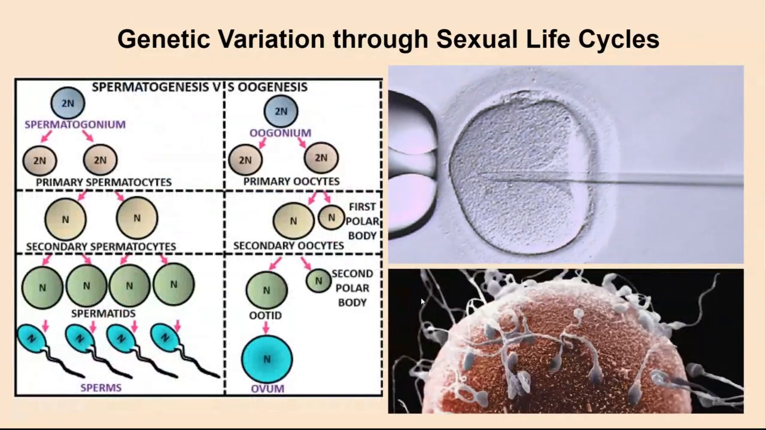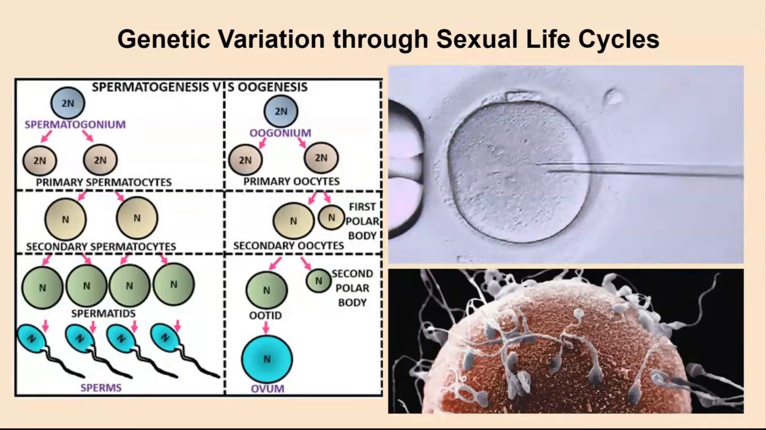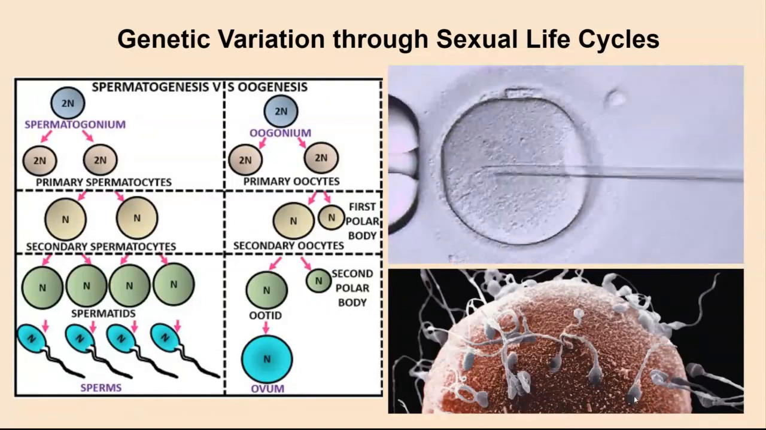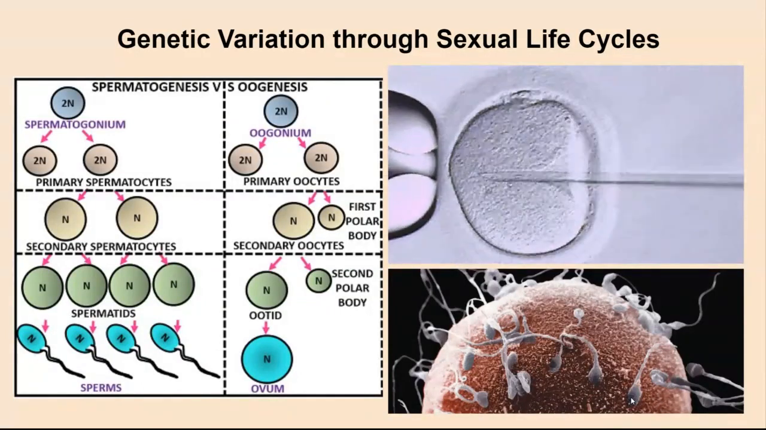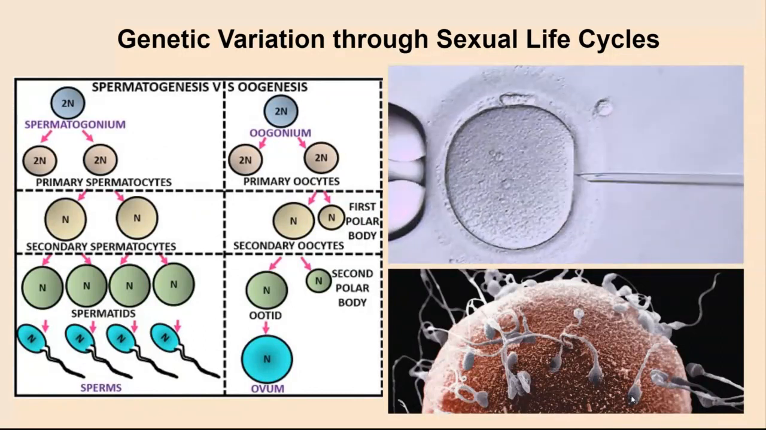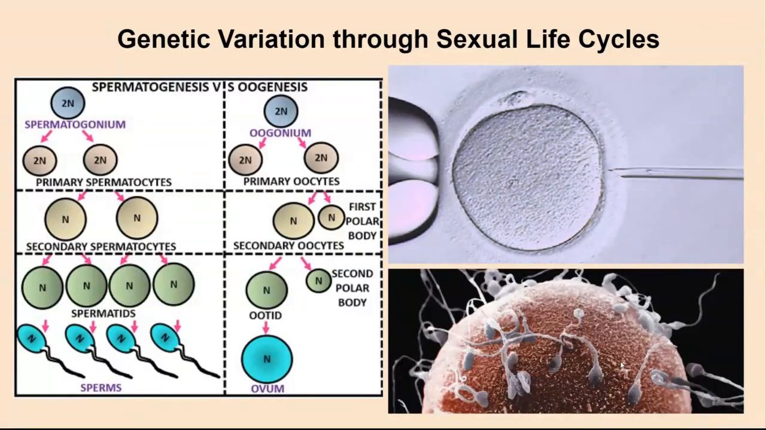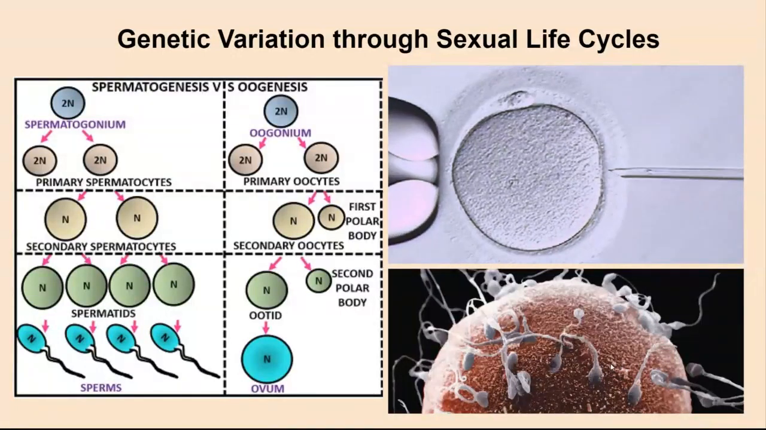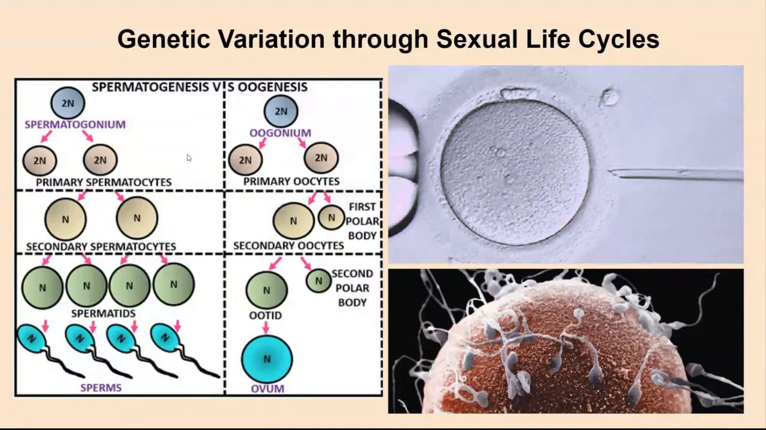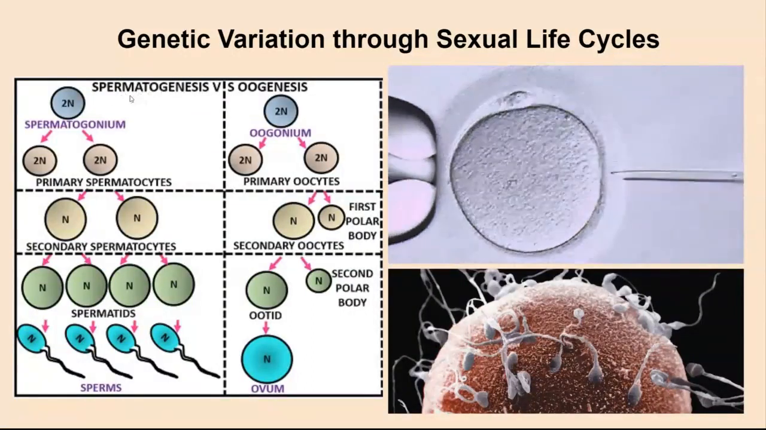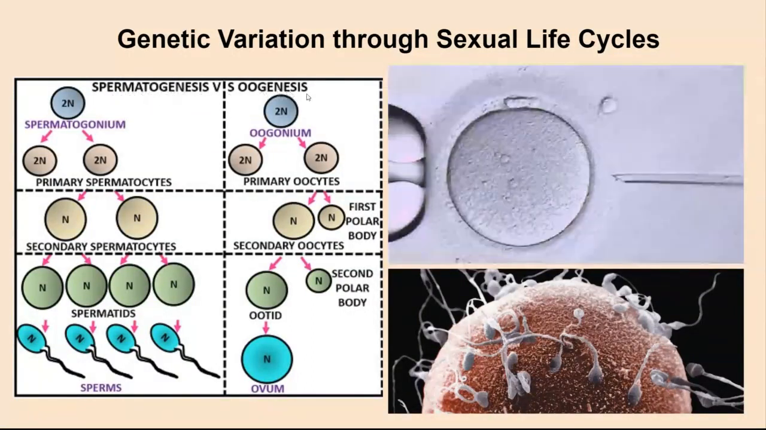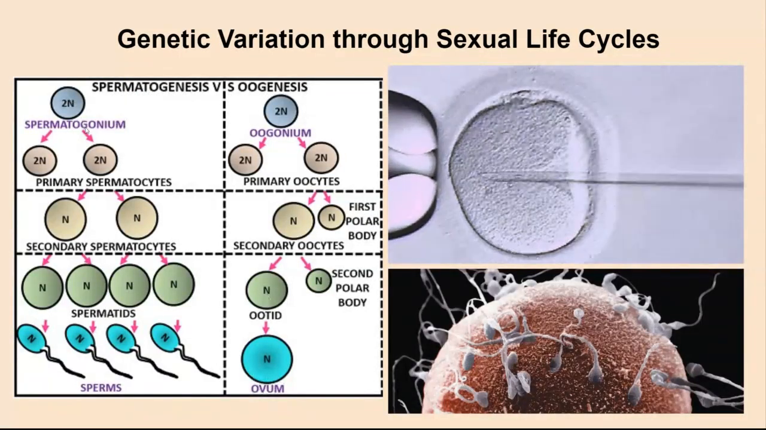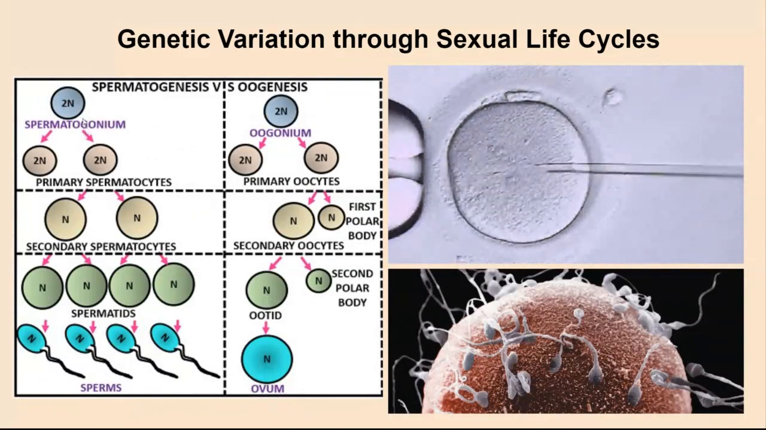We can see that process happening right here where we have an ovum, and you can see how much larger the egg is than the sperm. Now, genetically, the sperm is a haploid cell, and the egg is also a haploid cell. So why is the egg so much larger? Well, that is because spermatogenesis, or the formation of sperm cells, is very different than oogenesis, or the formation of an ovum. Spermatogenesis happens exactly how we just described.